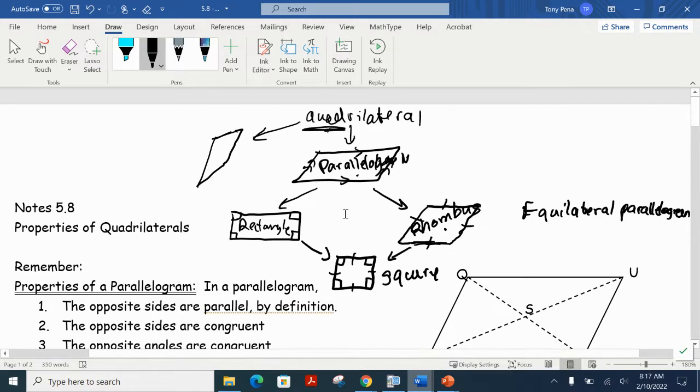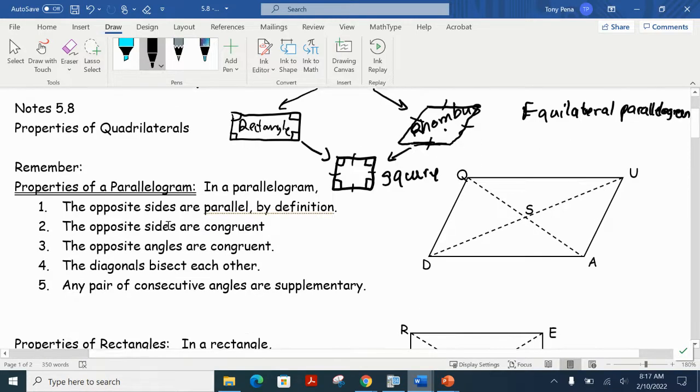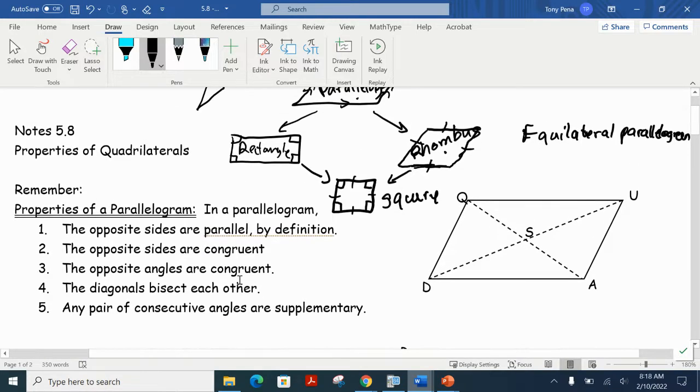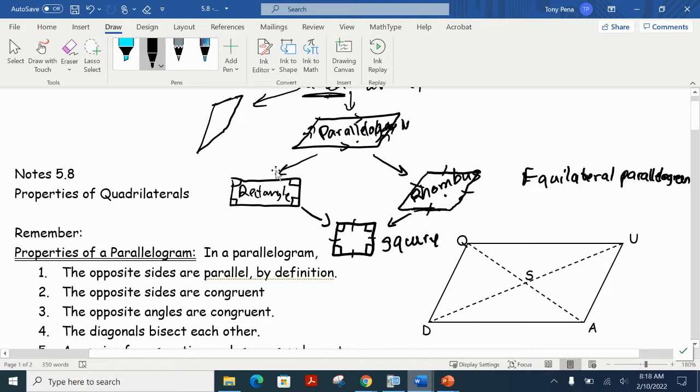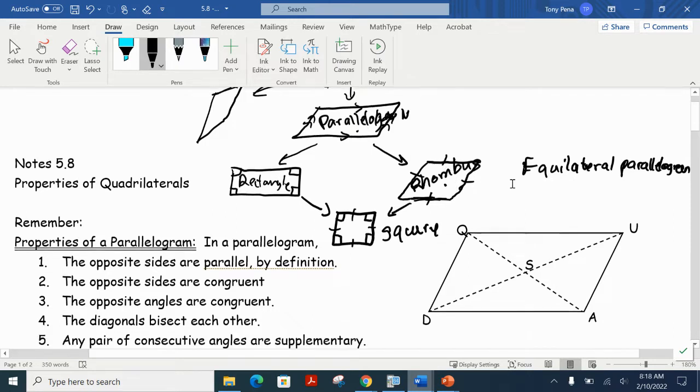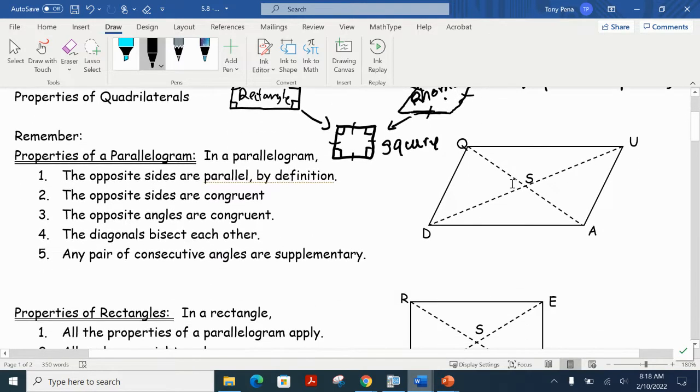So think about this flow chart as we go through these, because these properties can be a little bit overwhelming. There's a lot of stuff here, but kind of understand how this would relate. If you are a square, it takes on every property of everything above it. Okay. If you are a rhombus, it's going to take on every property of everything above it, along with its own unique properties. All right. So let's jump into these.